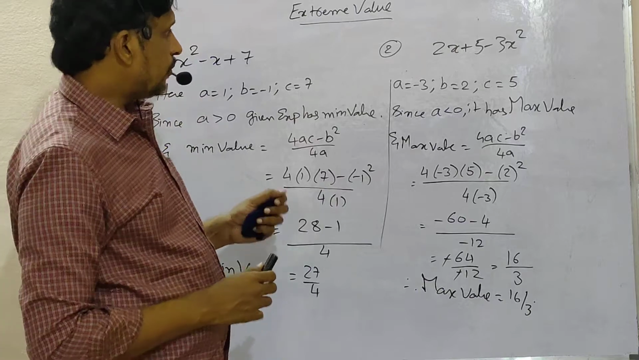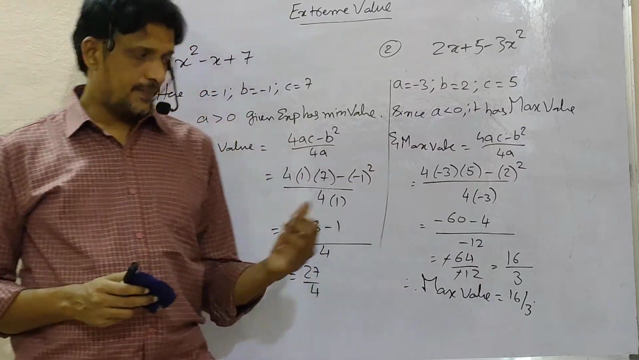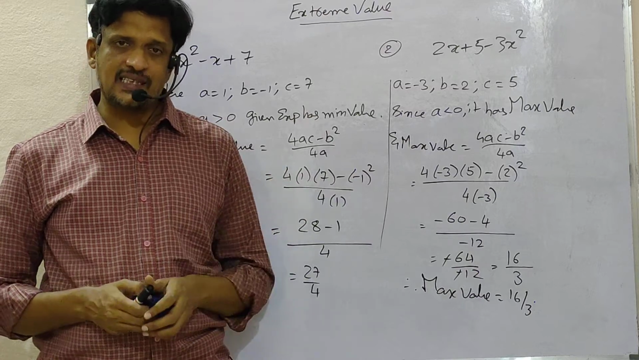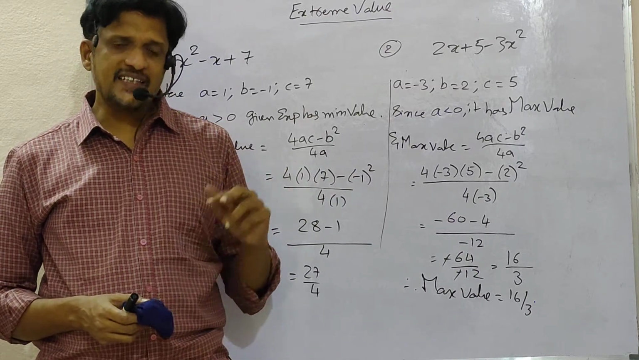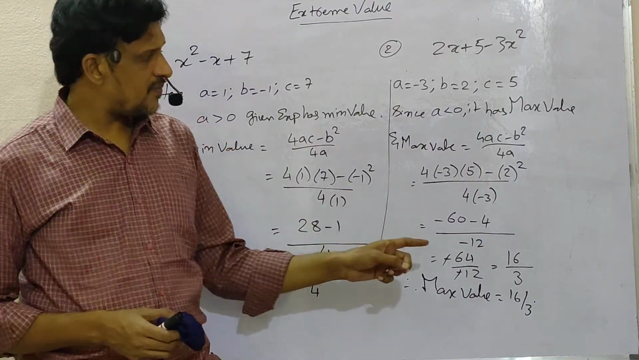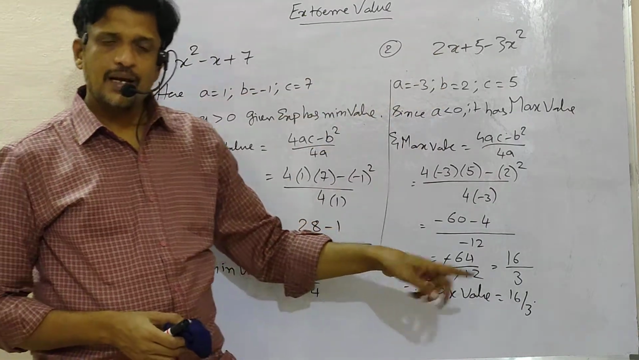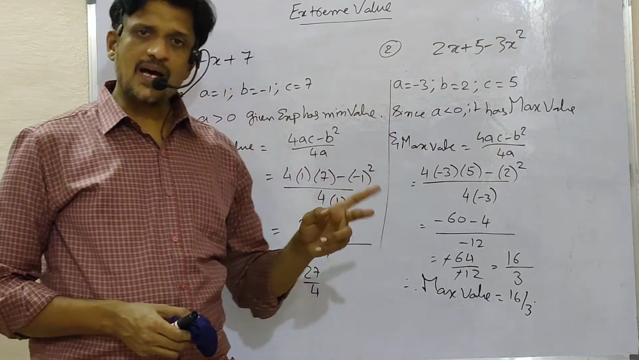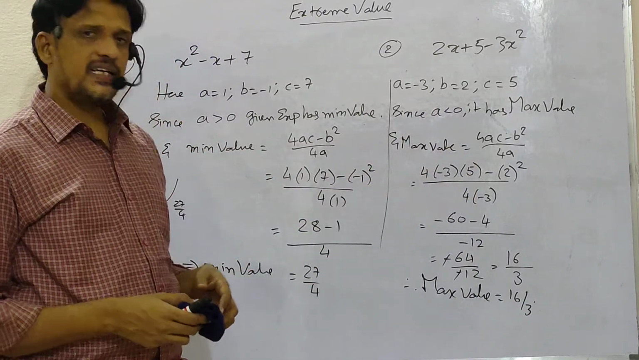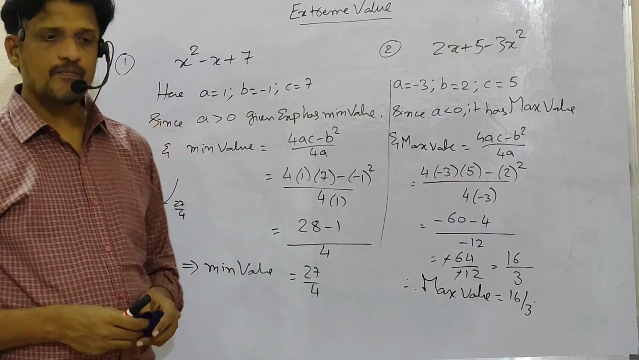So like this, you can calculate the extreme value of a quadratic expression by using the theorem. ax square plus bx plus c is the given expression. It has either a maximum or a minimum according to the sign of a. If a is positive, it has a minimum value like this. If a is negative, it has a maximum value like this. But in both cases, the extreme value is equal to the same (4ac minus b square) by 4a. So this is about the extreme value of a quadratic expression.